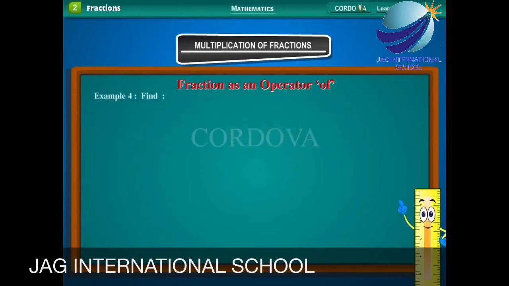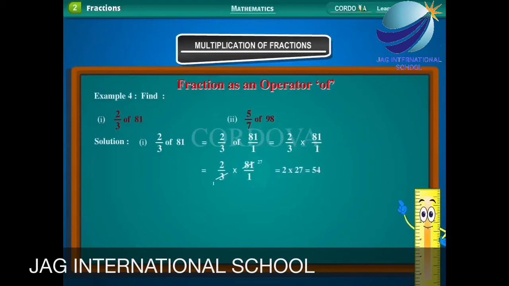Example 4. Find 2/3 of 81, 5/7 of 98. Solution. 1. 2/3 of 81 is equal to 2/3 of 81/1, which is equal to 2/3 × 81/1, which is equal to 2 × 27, which is equal to 54. 2. 5/7 of 98 is equal to 5/7 of 98/1, which is equal to 5/7 × 98/1, which is equal to 5 × 14, which is equal to 70.